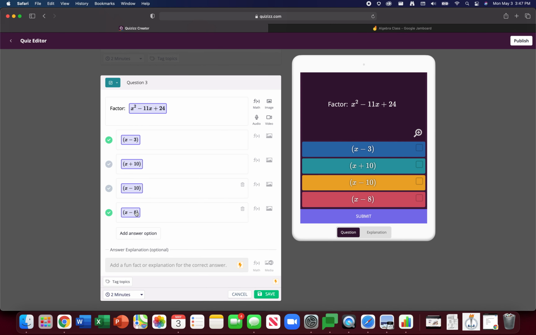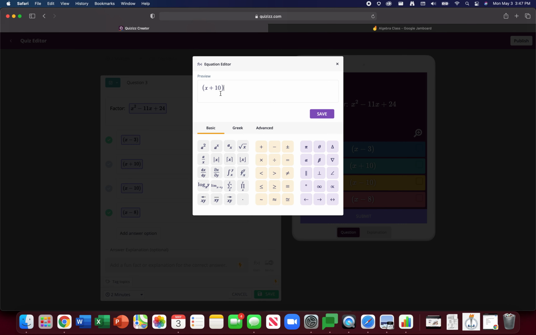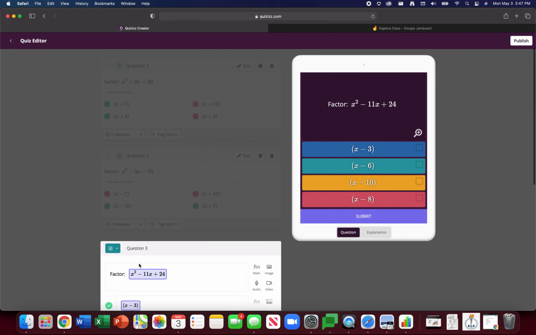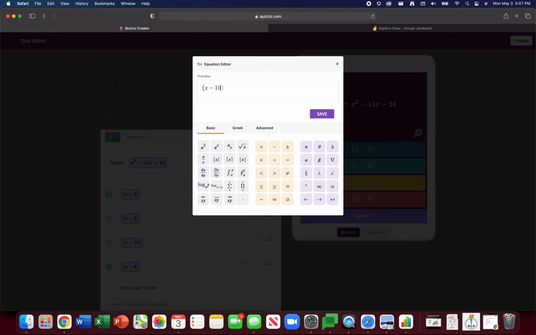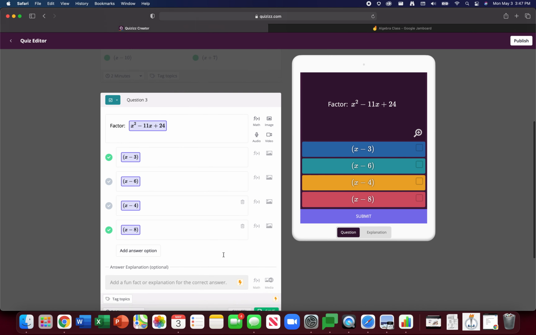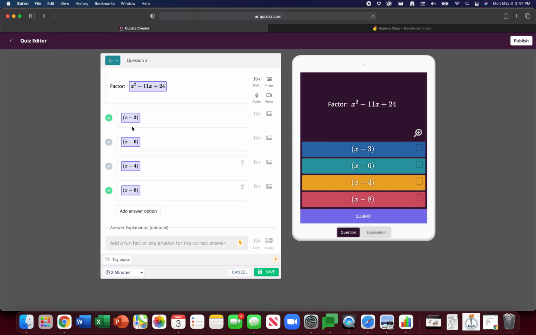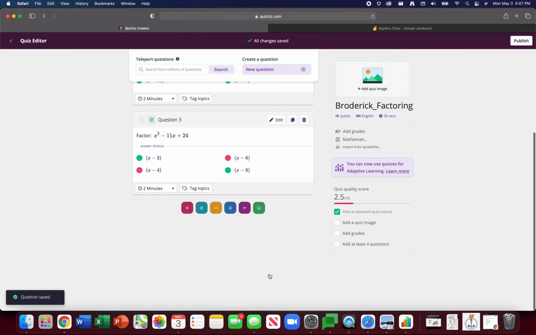And this time, rather than messing with the signs to try to get people to get the wrong answer, I'm going to think, you know what? 24 is also 6 times 4, and I think they're going to mess up and think 6 and 4 add to 11. So I'm going to put x minus 6 and x minus 4, and that is going to be my sort of trick answers to try to get people wrong. But the correct answer, you can see it's checked, is x minus 3 and x minus 8. I'm going to click save.